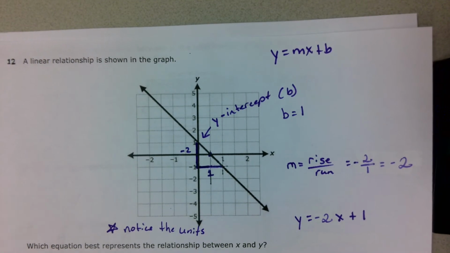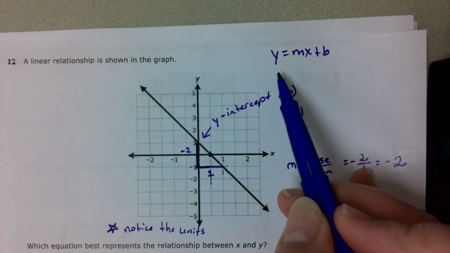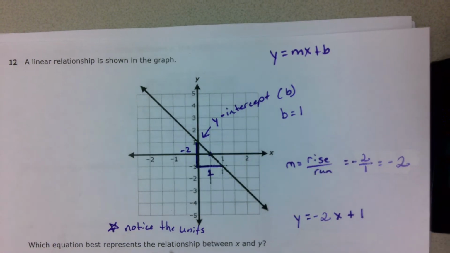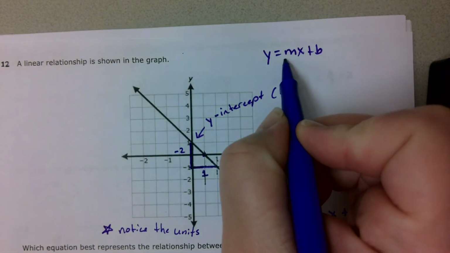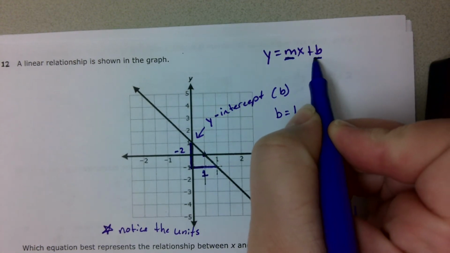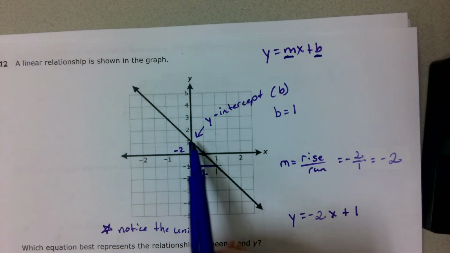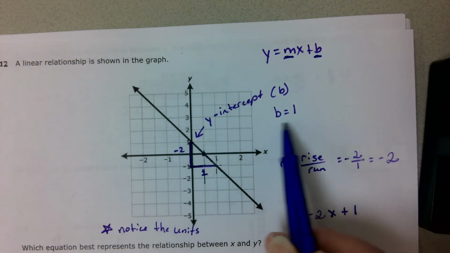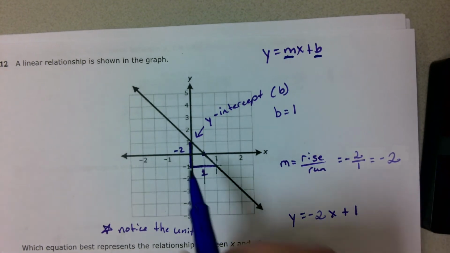Number 12, a linear relationship is shown on the graph. So here's my graph, and linear means y equals mx plus b. Which equation best represents the relationship between x and y? So all I need to do is identify my slope and my y-intercept. My y-intercept is where my graph crosses the y-axis, which is right here at 1. So b is 1. Then to find my slope, I need to use rise over run.